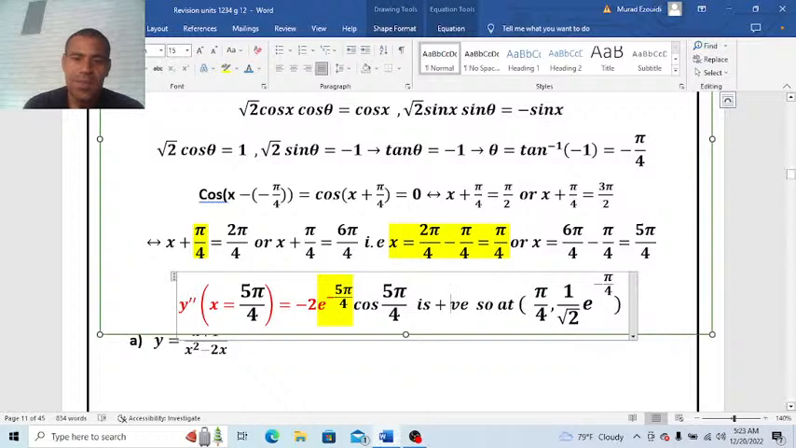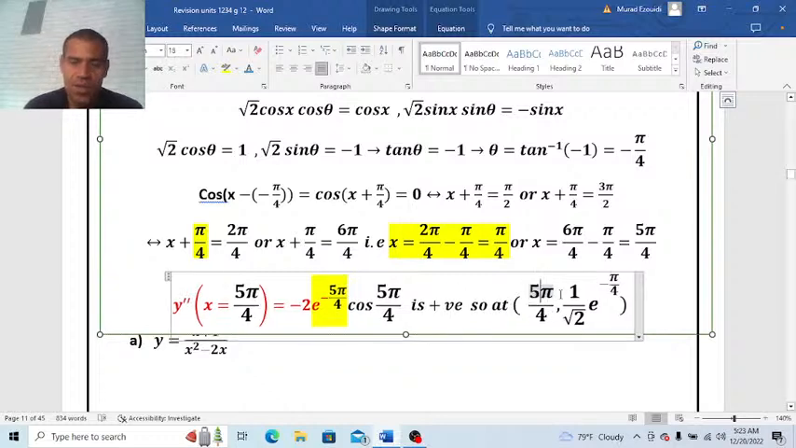Means at this point 5 pi over 4, and the equation is the original equation we told, exponential sine.